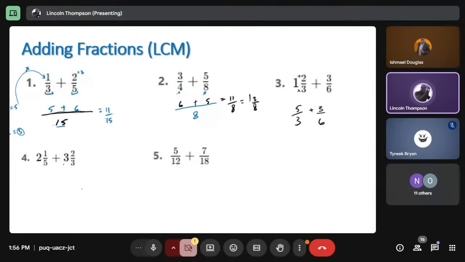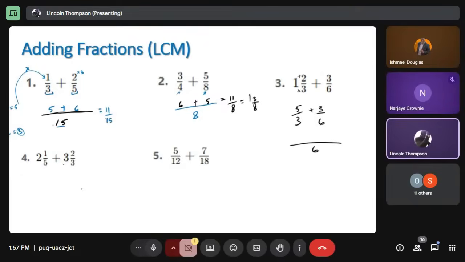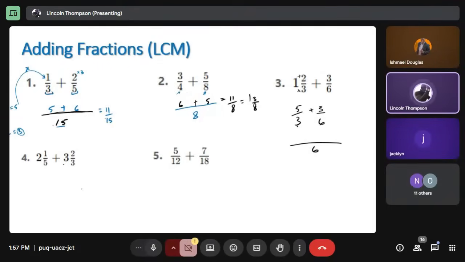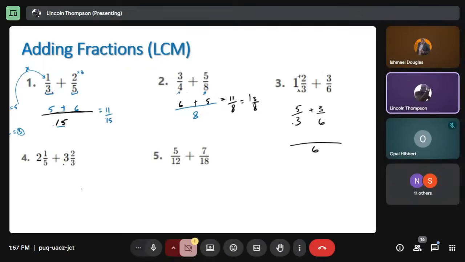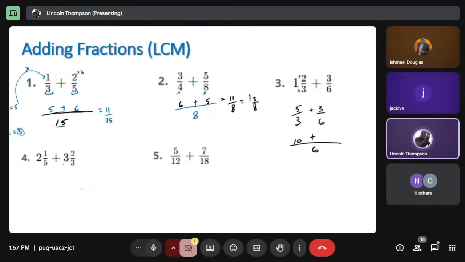So for the person who was responding first, what would be our LCM for the 3 and the 6? 6. Excellent. So now what would be our next procedure from here? You would add 5 plus 3. All right. So 6 divided by 3 gives us what? 2. Right. So what do we do with that 2? Multiply by the numerator. And our answer is going to be what? 10. Excellent.